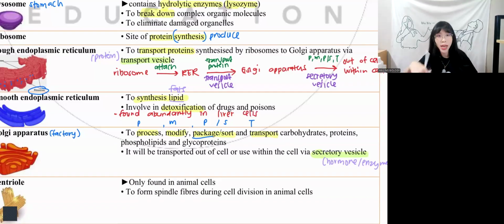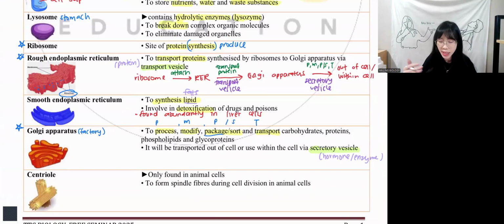Your liver is to carry out detoxification. I don't know if you guys have heard people say that those who drink a lot of alcohol definitely do not have a good liver. People who take a lot of medicine, a lot of drugs, also do not have a good liver, right? Because the liver carries out detoxification of drugs. This is smooth ER, which can be found abundantly in your liver cells.